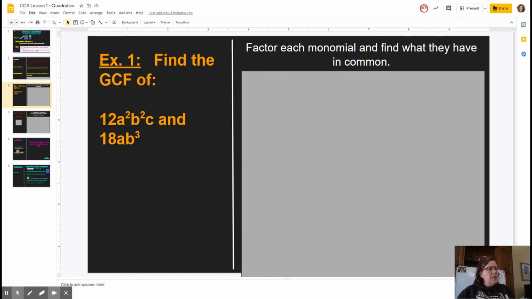So on the left-hand side of your paper, I'd like you to write down this example. You're going to find the GCF of 12a squared b squared c and 18ab to the third. And then while you're writing that down, we're going to factor each monomial, each single term, and we're going to find out what they have in common. That's the whole idea about greatest common factor.